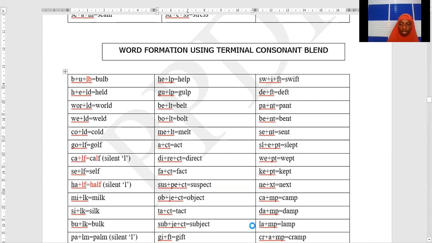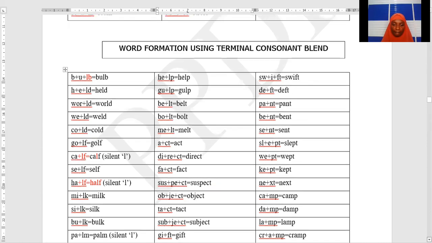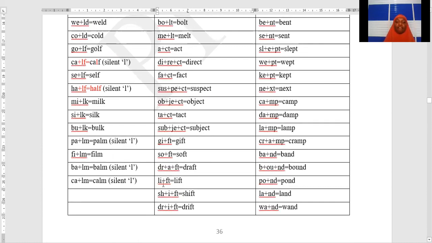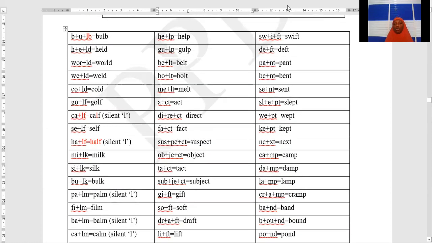Gifts, soft, draft, lift, shift, drift, swift, deft, pant, bent, sent, slept, wept, kept, next. So three sounds for X. I mean, the XT makes three sounds, although they are two letters.